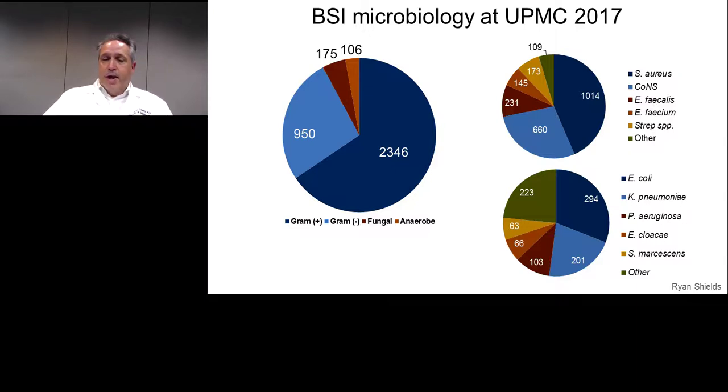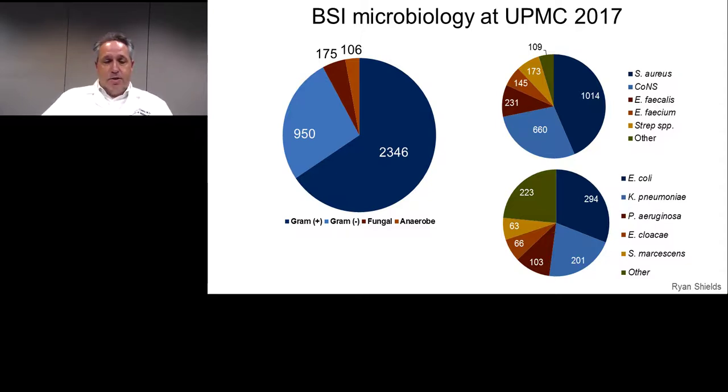And on the right, on the top, you have the gram-positive organisms. On the bottom, you have the gram-negative organisms. So simply to point out that the predominant gram-positive organism is Staph aureus, followed by coag-negative staph, and then the Enterococcus species. On the bottom, E. coli, Klebsiella, Pseudomonas, the big three detected by the T2 bacterial panel, account for the majority of gram-negative bloodstream infections at our institution.